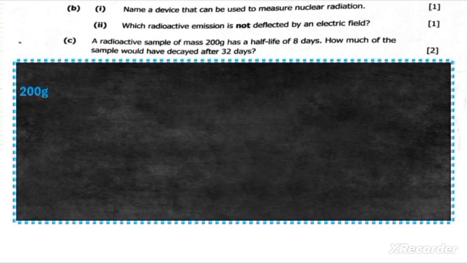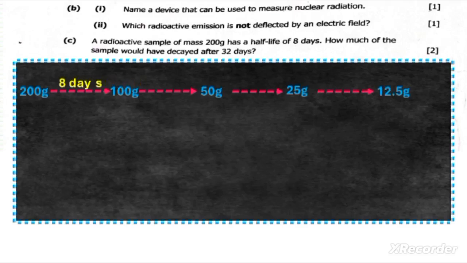The initial mass is 200 grams. After 8 days, this 200 grams will reduce to 100 grams. After 8 days, this 100 grams will reduce to 50 grams. After 8 days, 50 will reduce to 25 grams. After 8 days, 25 will reduce to 12.5 grams. So we have 8 days, 8 days, and 8 plus 8 plus 8 plus 8 gives 32 days. So this is the remaining mass.